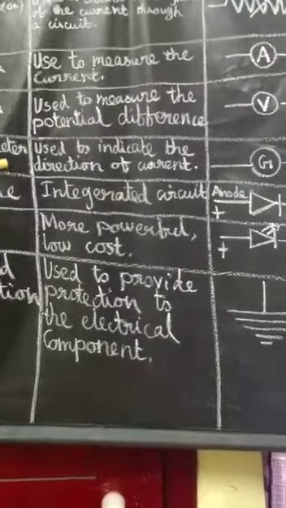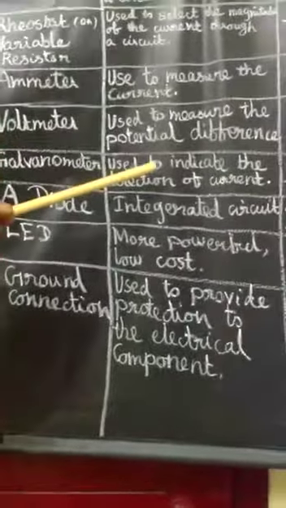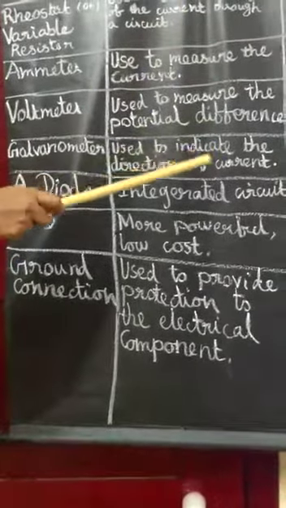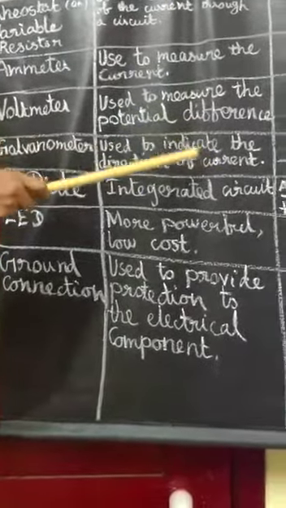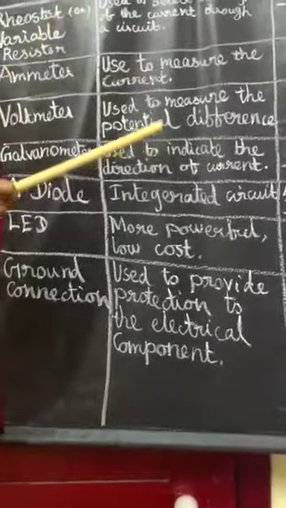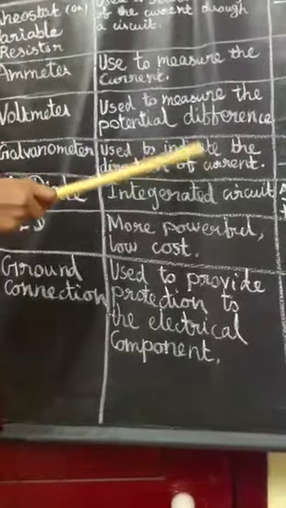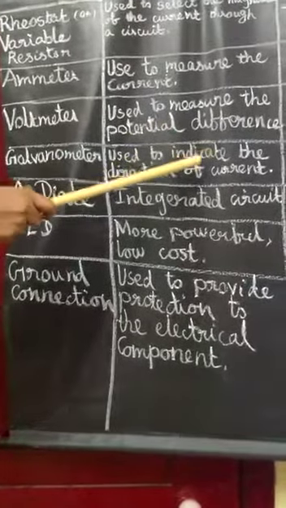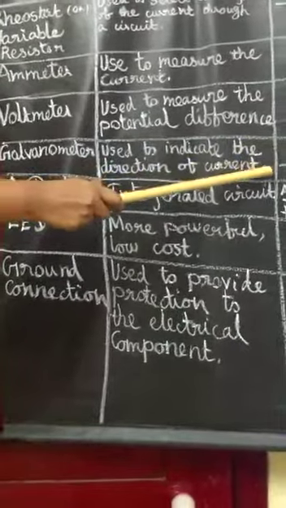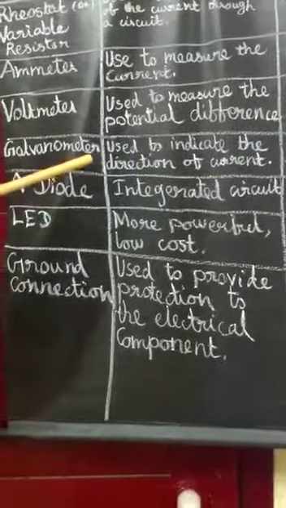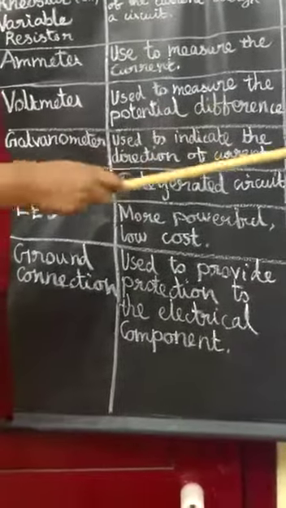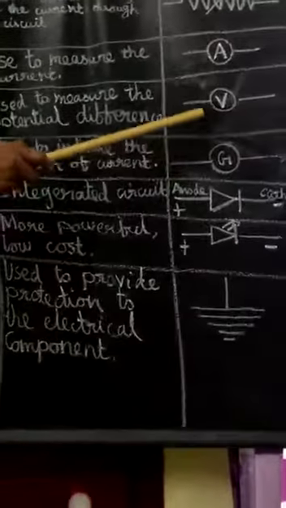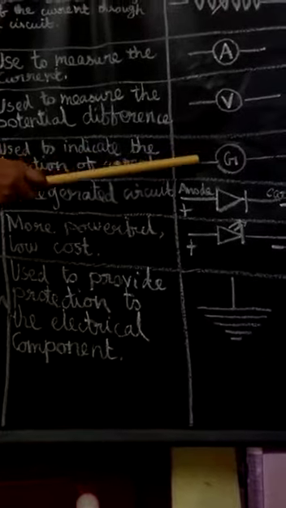The next one, galvanometer. The galvanometer is used to indicate the direction of current. When you measure current with an ammeter, the galvanometer indicates its direction, in which direction the current flows through the electrical circuit. This is the galvanometer symbol. Okay, these symbols of the electrical components are very important.